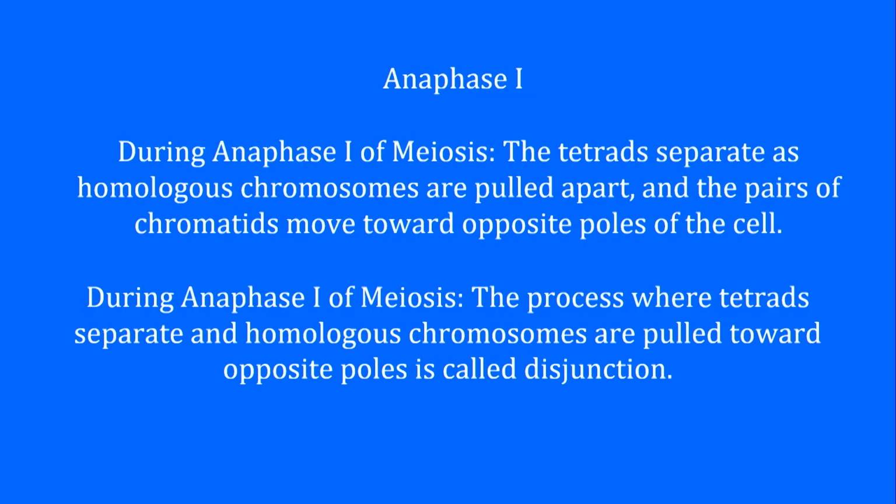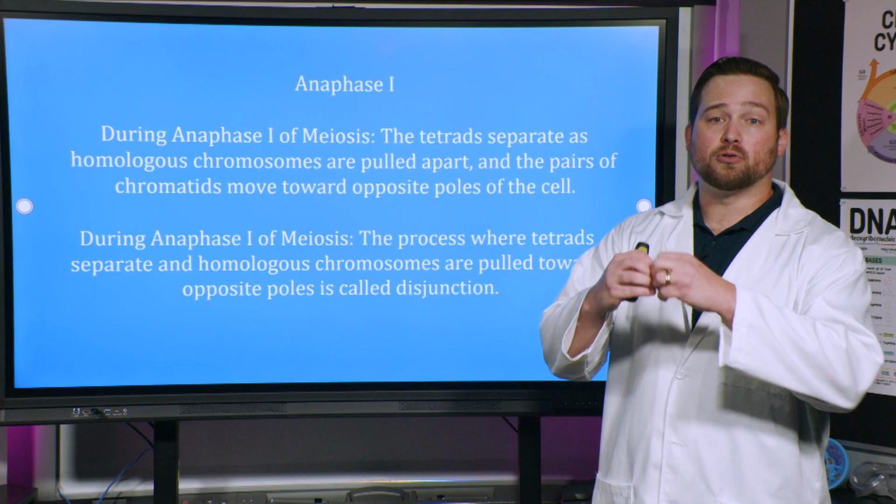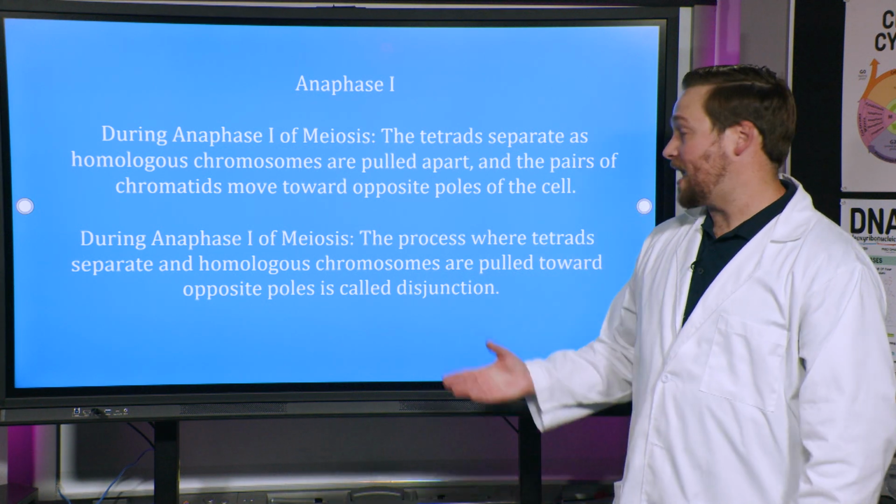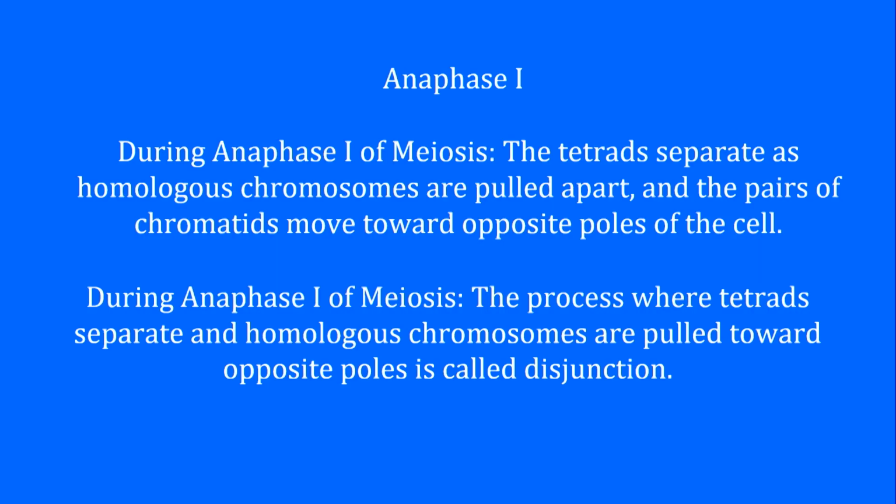Let's talk about something really important that happens in anaphase 1. Okay, during anaphase 1 of meiosis, those tetrads separate as homologous chromosomes as they're pulled apart, and the pairs of chromatids move towards opposite poles of the cell. But that doesn't always happen the way that they're supposed to. Sometimes those chromosomes do not get pulled apart. When that happens, it's known as non-disjunction, okay? Non-disjunction means they're not separating the way that they're supposed to.